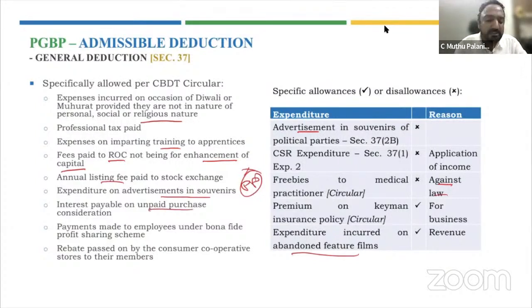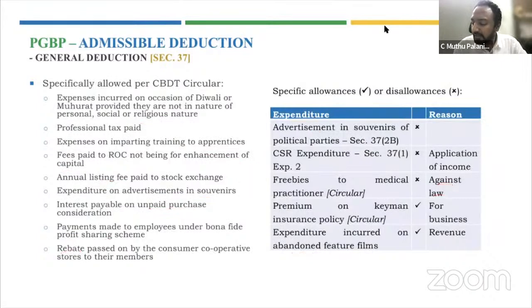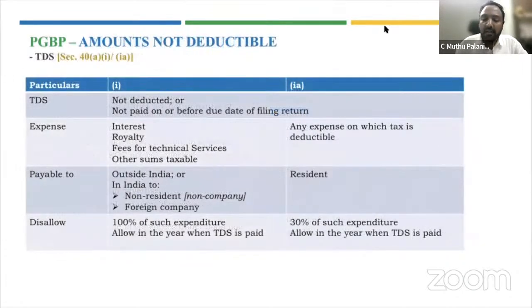Interest payable on unpaid purchase. We already saw what is unpaid purchase in house property. So any interest paid toward that is allowed. Any payment towards a profit sharing scheme, any rebate issued by a consumer cooperative society is also covered. So all these are called general deductions under section 37, which denotes what is generally eligible or not eligible. So that is about section 37.